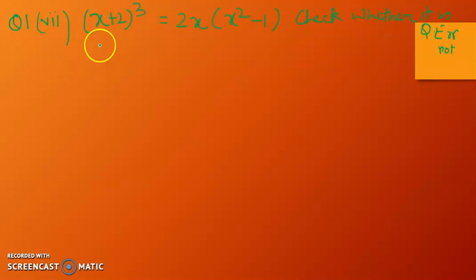So we will start with LHS. So (x plus 2) whole cube, left hand side, students. I hope everybody knows this LHS. Where is the left hand side? This side. So this is your left hand side, (x plus 2) whole cube.